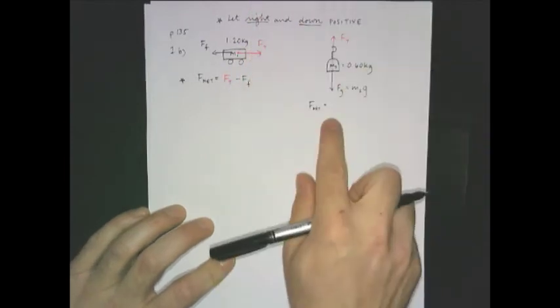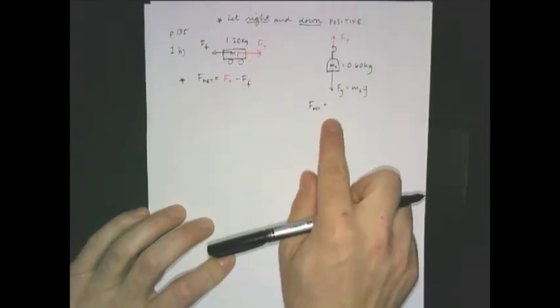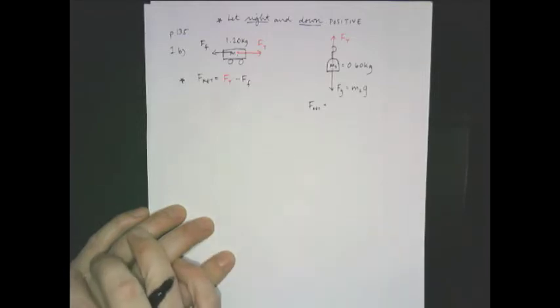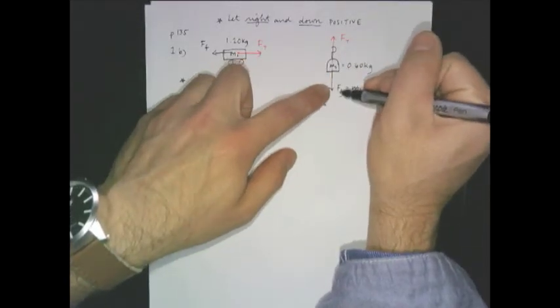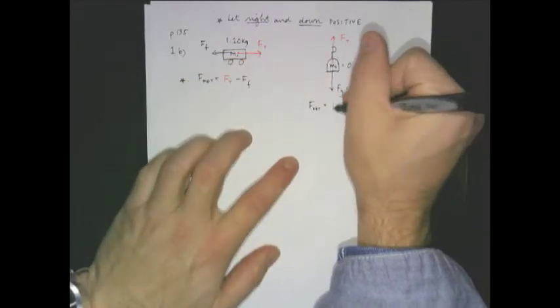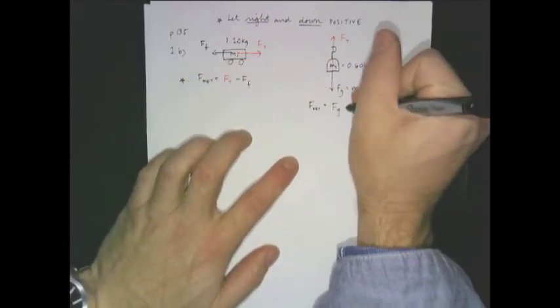What about for this second one here? Down is positive, up is negative. What statement will I write for the second object? Tension minus gravity. Gravity is down and it's positive. Oh, gravity minus tension. That's right. So just like in the previous example, gravity minus tension.